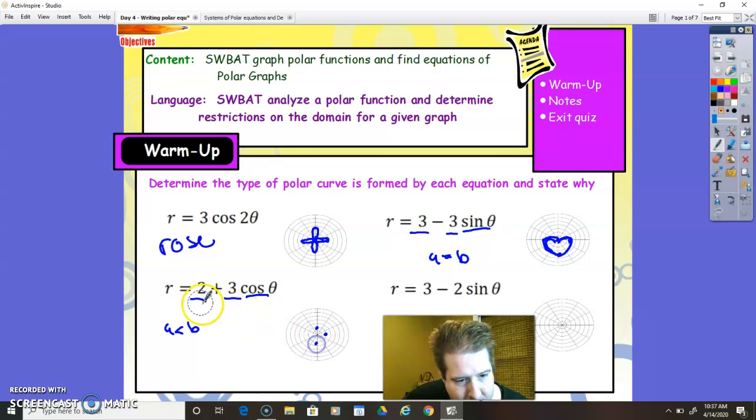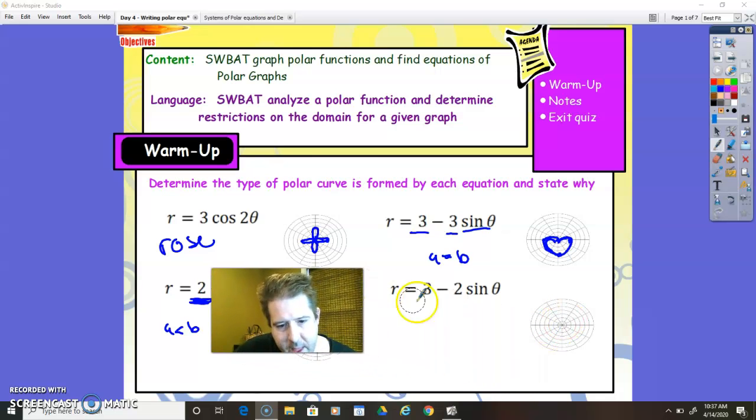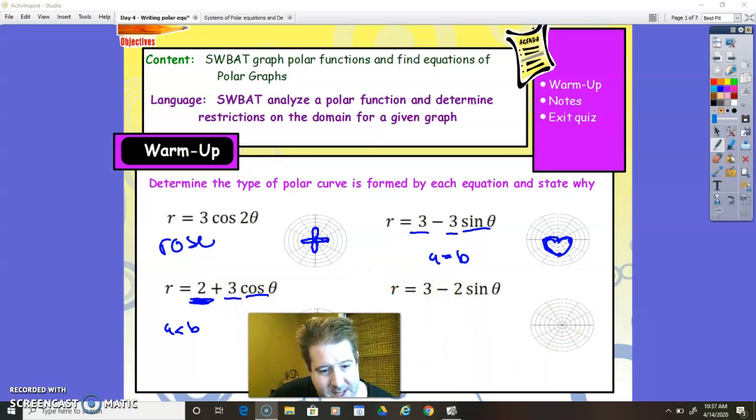Obviously, these are 2 away because of this 2 right here. And then if you add the 2 together, the maximum is 5. 1, 2, 3, 4, 5. All right, so inner loop here, and then from here, something like that. That looks close enough. Now, this one is an inner loop.